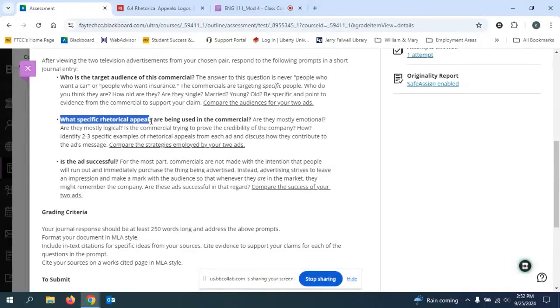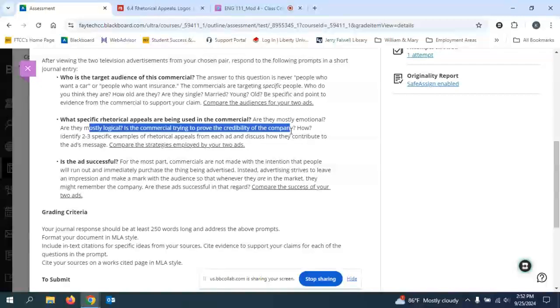Second paragraph. What specific rhetorical appeals are being used in the commercial? This is the new stuff. This is the stuff from this week. So do you see mostly emotional rhetorical appeals? Mostly logical? Are they trying to prove the credibility of the company? How? You need to identify 2 to 3 specific examples of rhetorical appeals from each ad. So you should quote them. If they are words, then you should quote them. And if it's events or some other combination of events or maybe of background music associated with events, you can describe it, but I want to see that you use the citation when you do so.